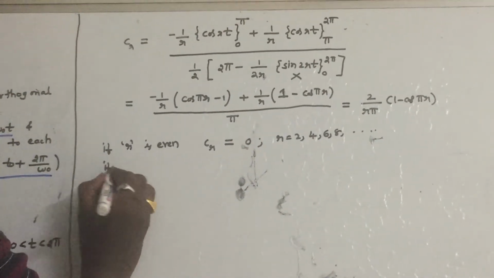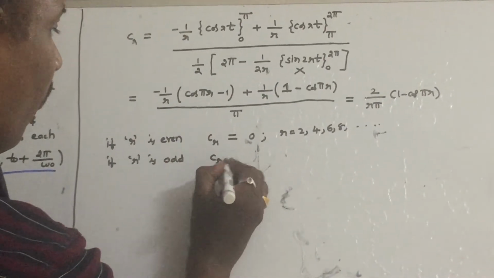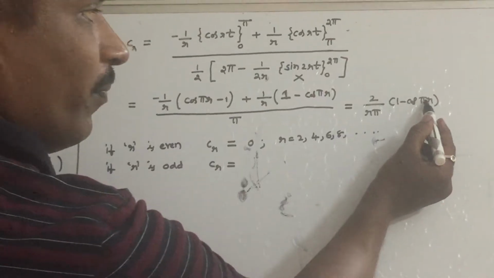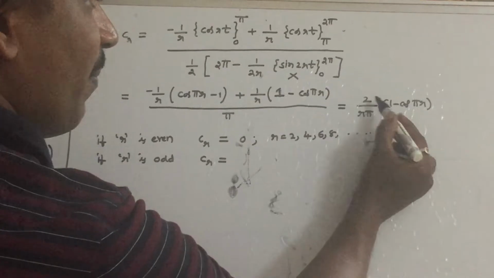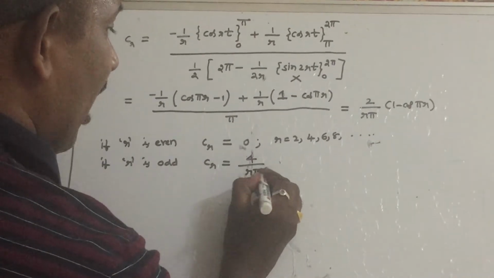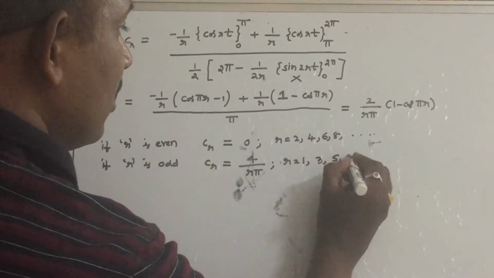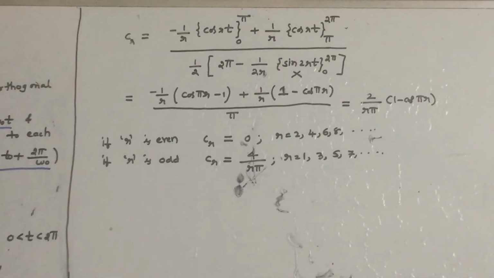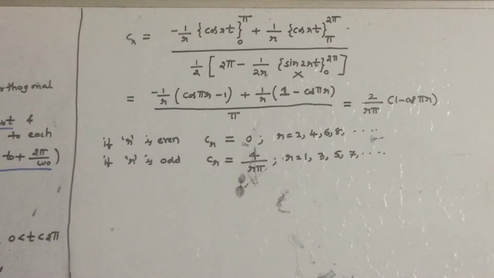So if r is odd, then what is CR? You can check it out. If r is odd, cos pi r is minus 1, minus into minus plus. So therefore it will come as 4 by r pi for r equal to 1, 3, 5, 7, and so on. For all these values, what is the CR value? 4 by r pi. So therefore even coefficients are 0, odd coefficients are 4 by r pi.